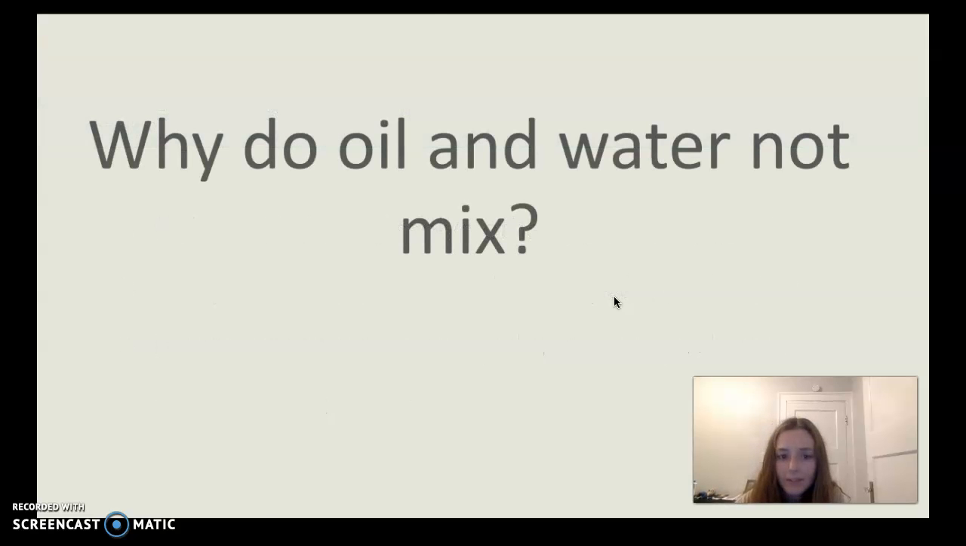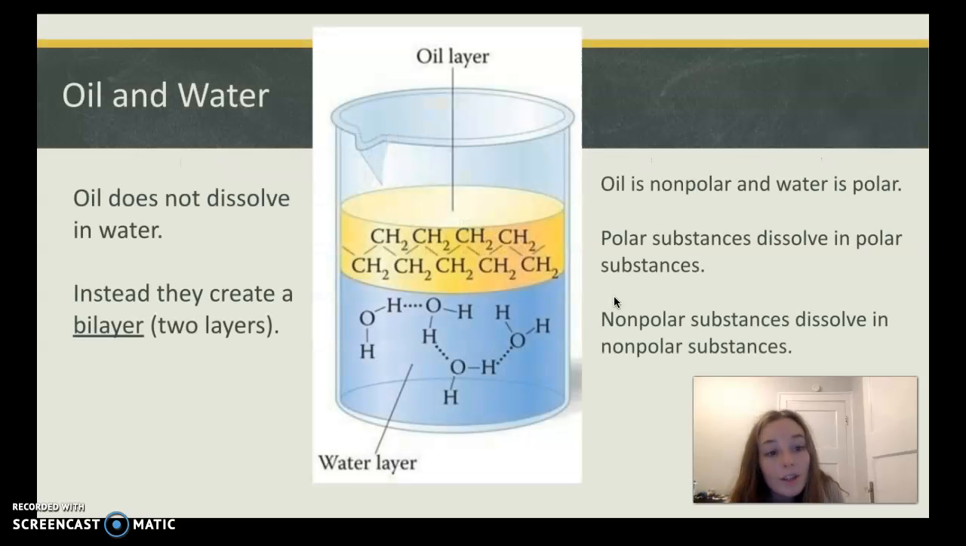So with that information, likely you have tried to cook before, and maybe you noticed that oil and water do not mix. Why don't they mix? Take a second, pause the video, write this down in your notes, why you think oil and water do not mix. Try your best. Well, oil and water do not mix because oil is nonpolar, and we just talked about how water is polar. So polar substances dissolve in polar substances, but a polar substance and a nonpolar substance cannot dissolve together. Instead, they create a bilayer.